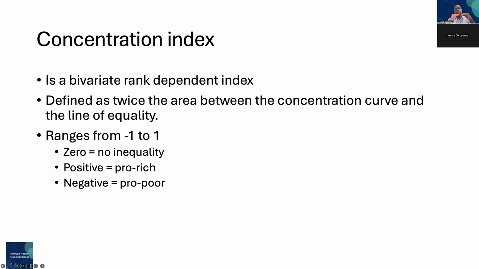So when you get the area between the concentration curve and the line of equality, you have to multiply the area by 2 to get the index. It ranges from -1 to 1, where 0 is no inequality. And when it is positive, it is pro-rich, sorry, and when it is negative, it is pro-poor.